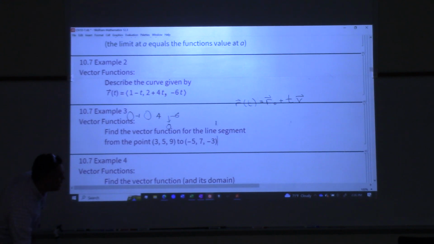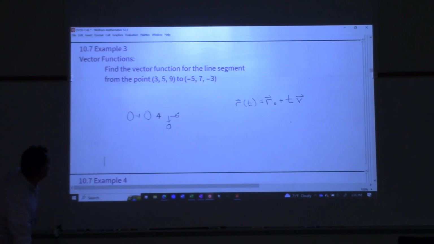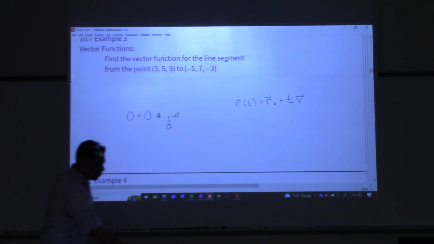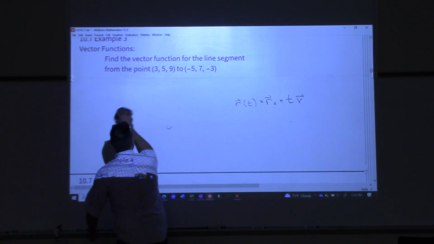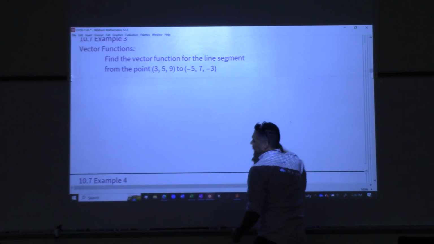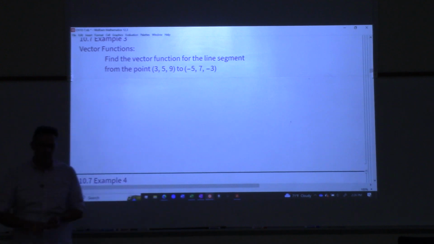Do we have time? Yes, we have time. Good. I'm going to get to the example I really want to do, which is a really interesting problem. This one is kind of a basic problem. There's nothing crazy here. The next example is fun. All right, find the vector function of the line segment from that point to that point.